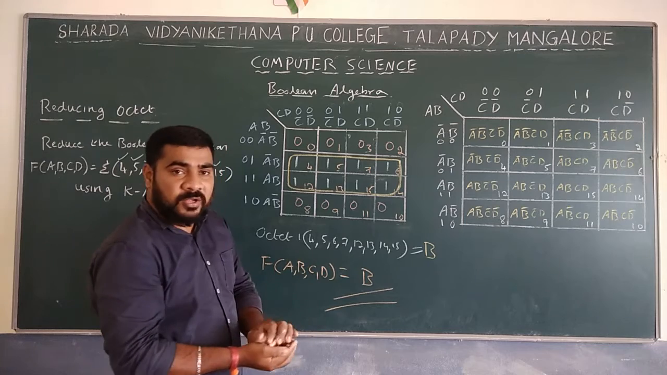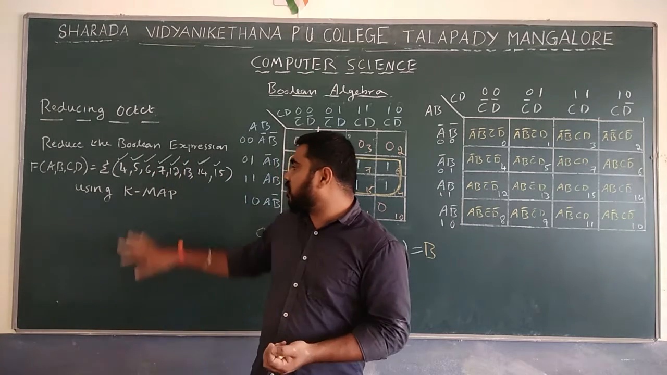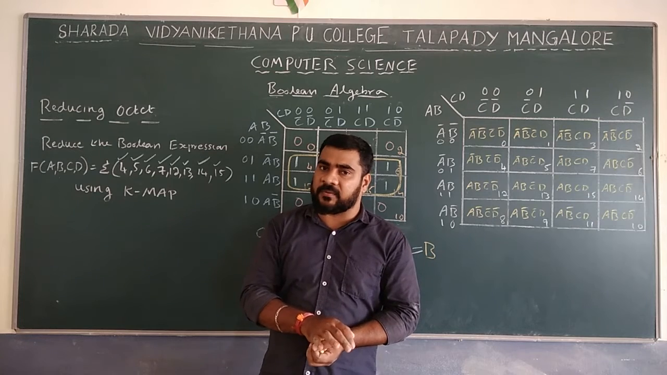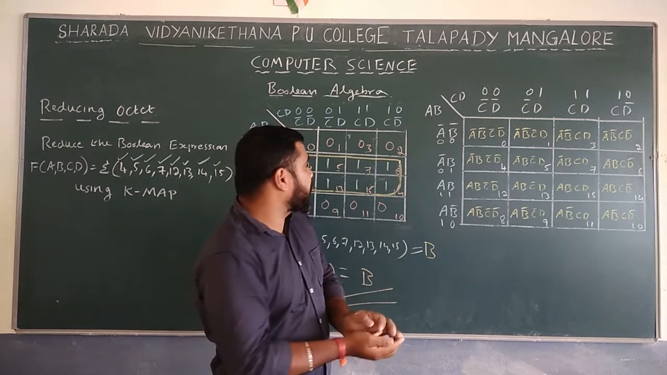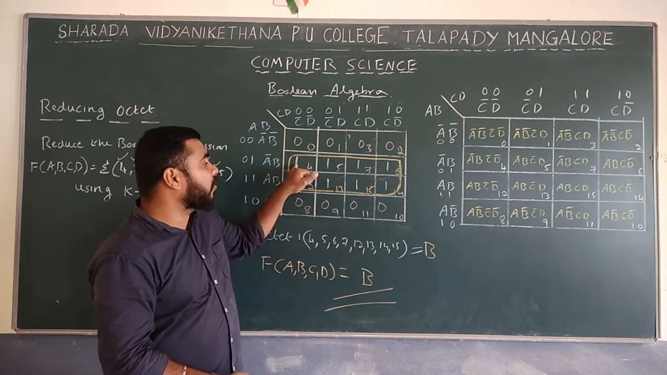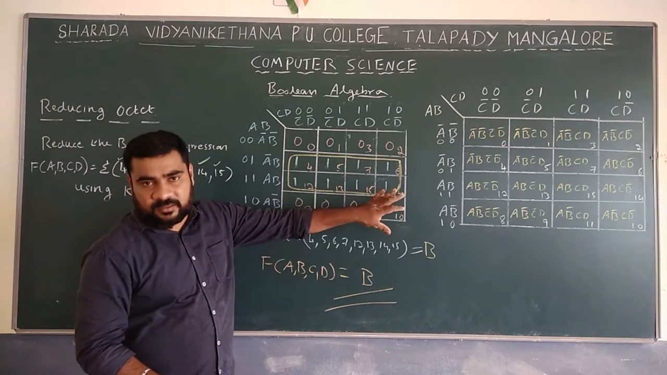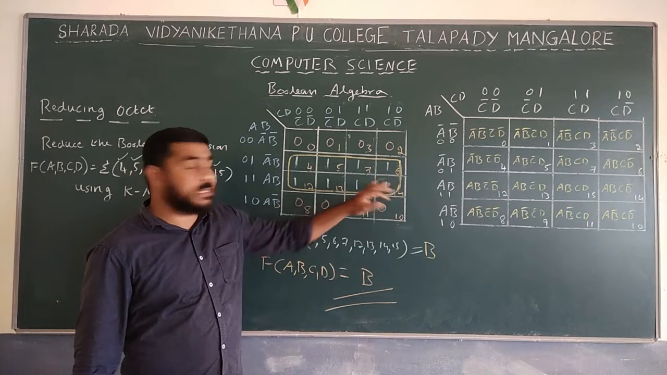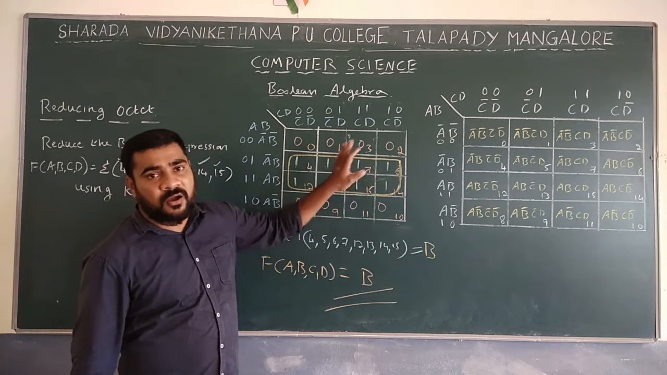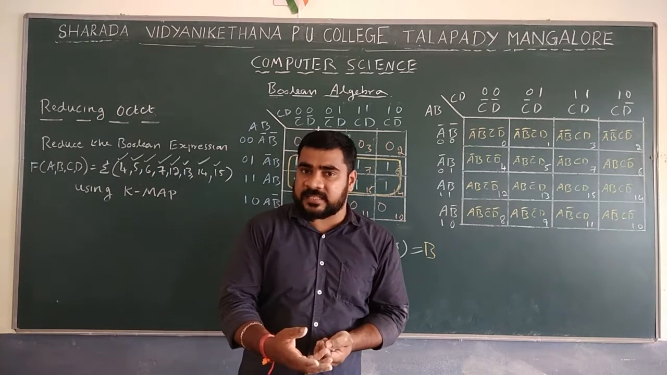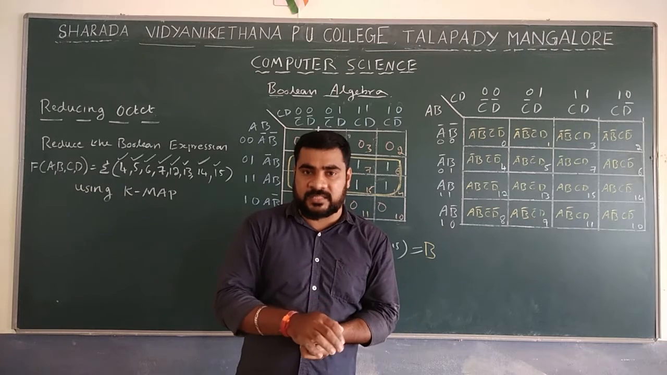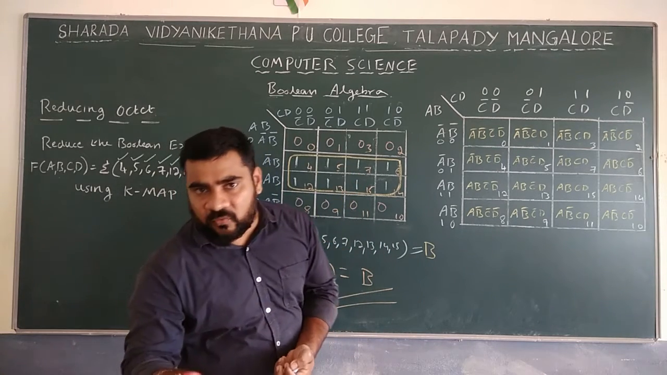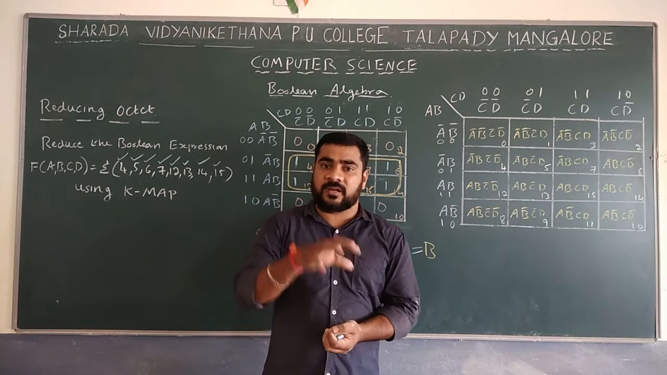After that, see the question. In the question, cell numbers are given. Actually those are minterms. Those minterm numbers should be marked as 1 here. So 8 minterms are there: 4, 5, 7, 6, 12, 13, 15, 14. All those cells are marked as 1. The remaining cells I marked as 0. After marking 0 and 1, now take only the 1s here.